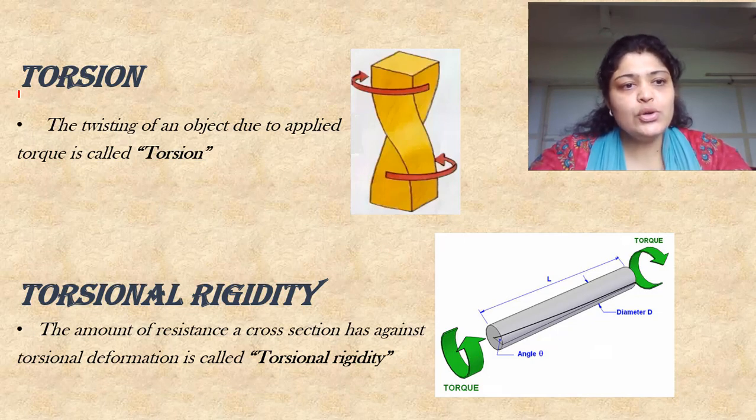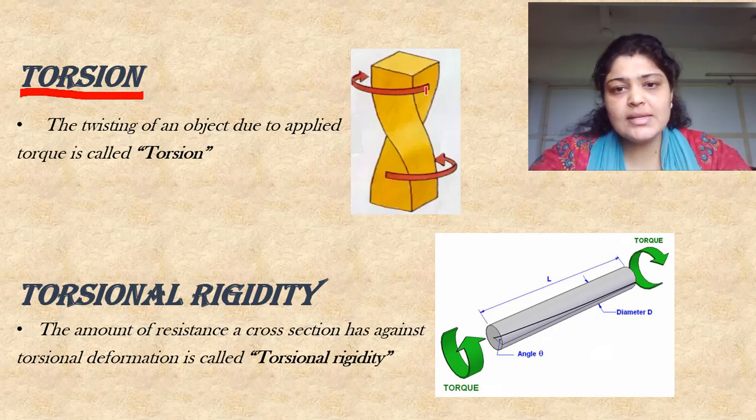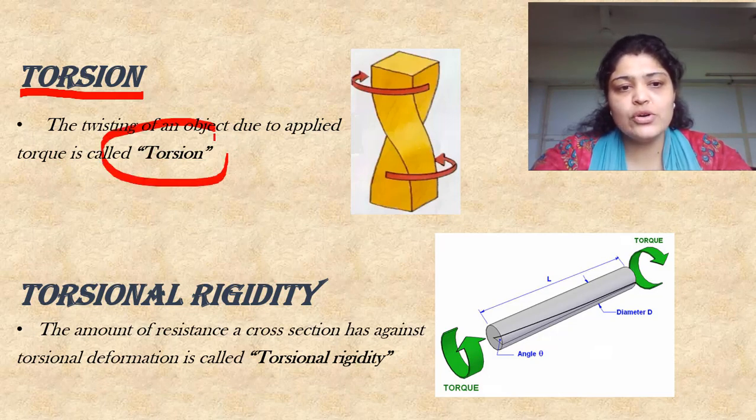So starting with torsion, what do you mean by the word torsion? Torsion is known as twisting of an object. You can see in this diagram, there is a set of forces applied on the object. One is a clockwise force, the other one is an anti-clockwise force. On application of this force, your object twists. So this twisting is known as torsion.